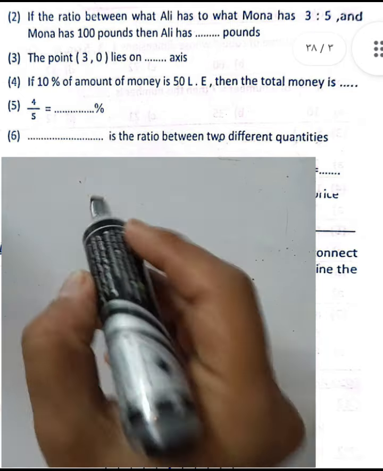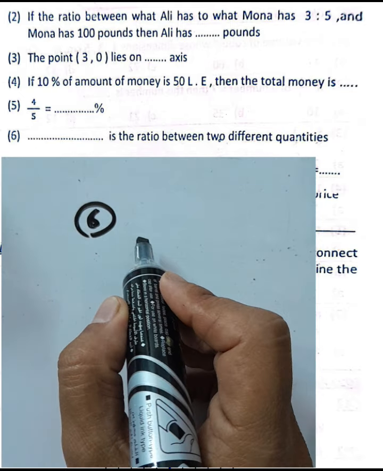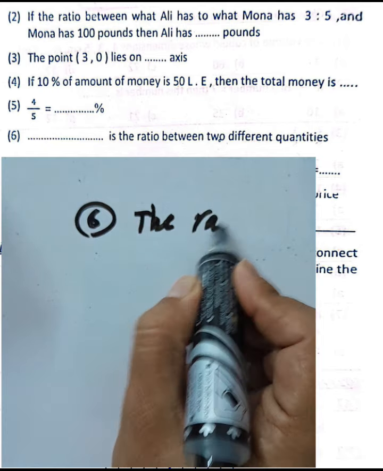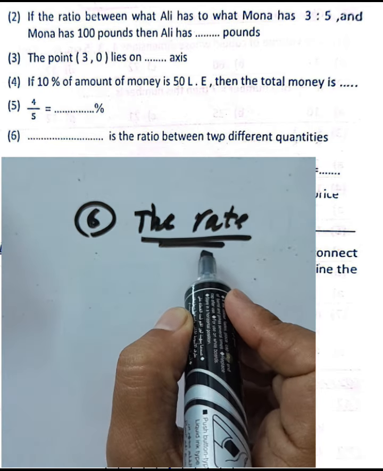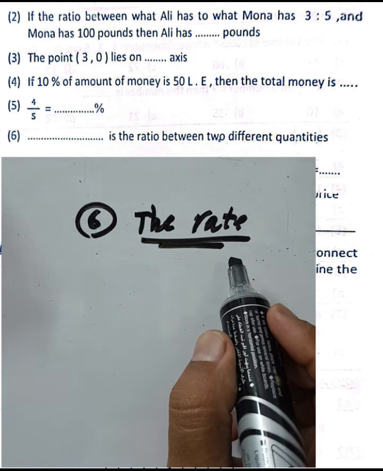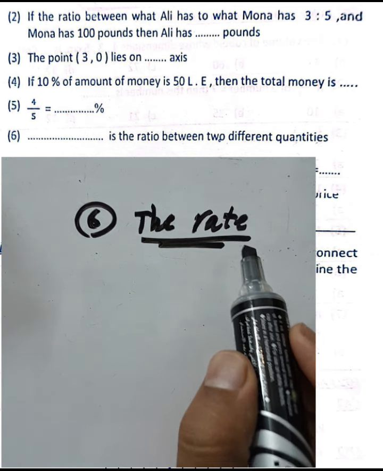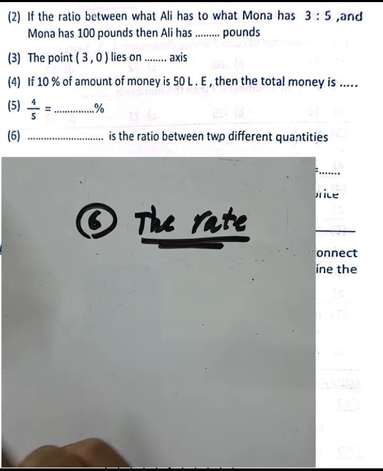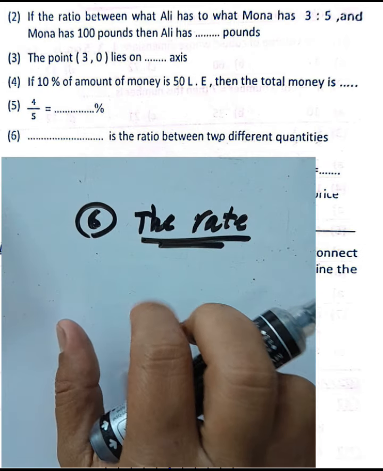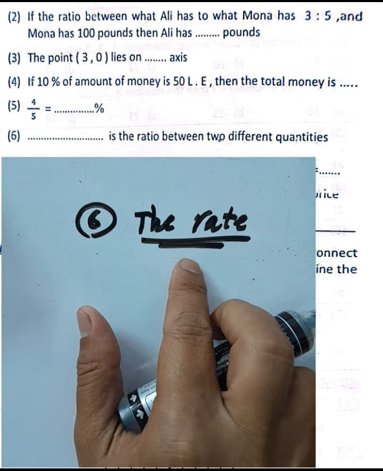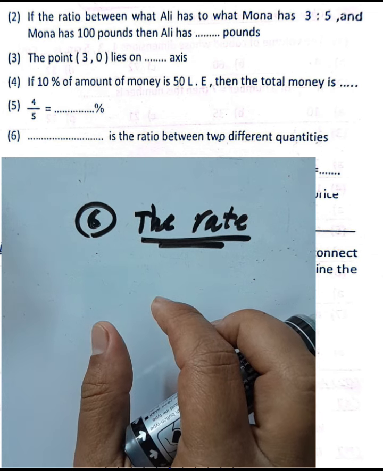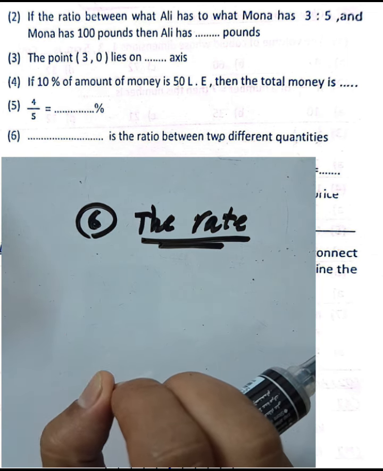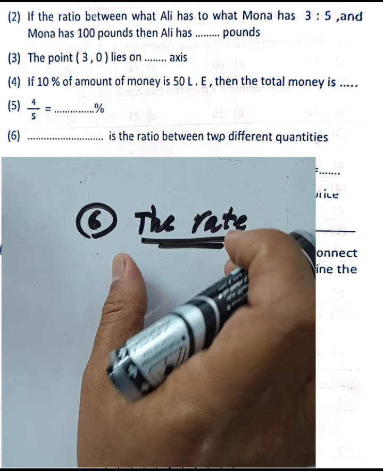Question number 6. Blank is a ratio between two different quantities. We call it the rate. The rate is a ratio between two different quantities, but the ratio compares two quantities which have the same units. We have the difference between the rate and the ratio. Okay, so this is the definition of the rate.